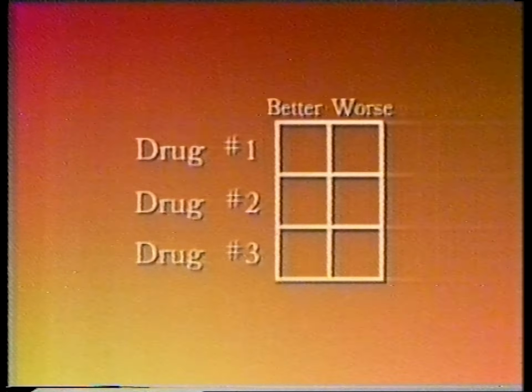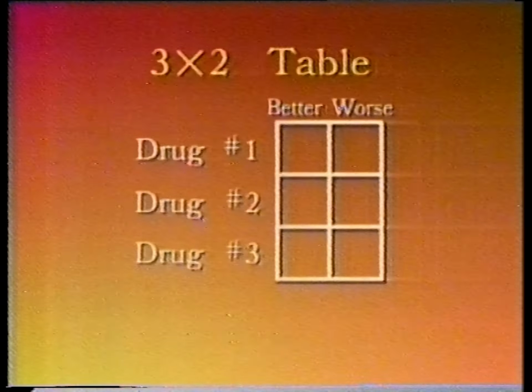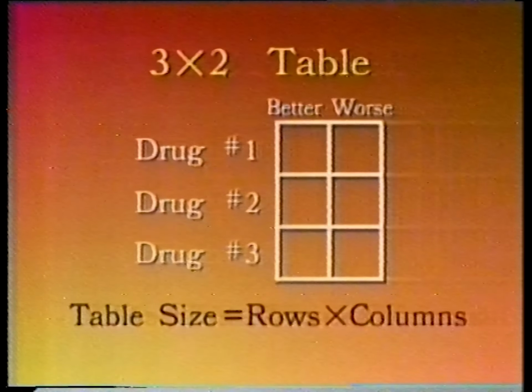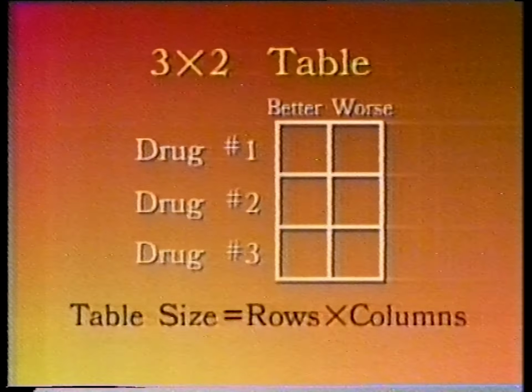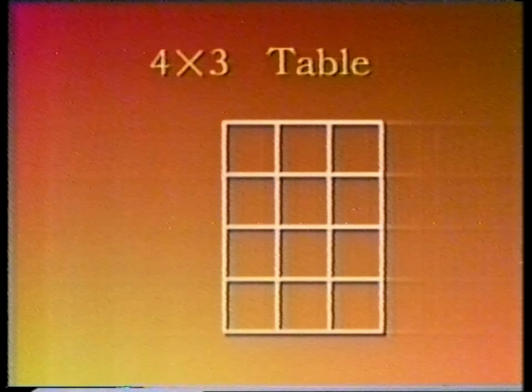Since this table has 3 rows and 2 columns, it's called a 3-by-2 table. A table size is always given as the number of rows by the number of columns. If we had 4 rows and 2 columns, we'd have a 4-by-2 table, and so on. In this program, we're going to learn ways to analyze these kinds of tables using the chi-square test. Our main goal will be to decide if the data show a statistically significant relationship, or if nothing but random variation is at work. In other words, we'll be performing a significance test.